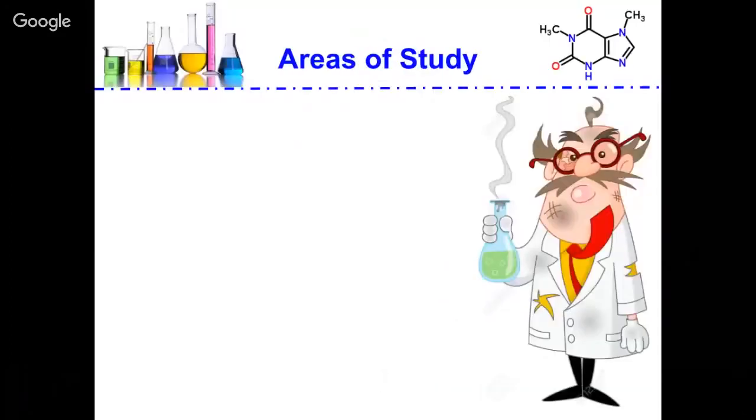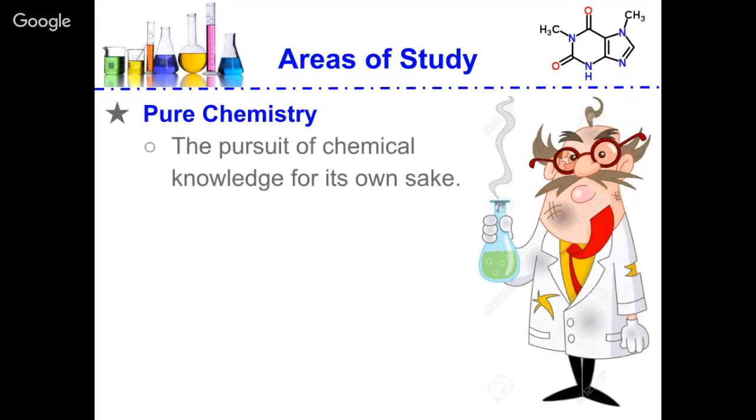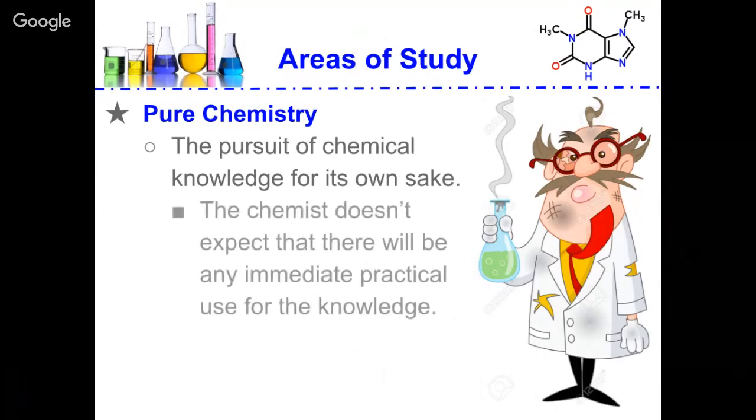Then we have 2 final ideas of chemistry. We have pure chemistry, which is the pursuit of chemical knowledge for its own sake. So this would be found and used if a chemist doesn't expect that there will be an immediate practical use for the knowledge.